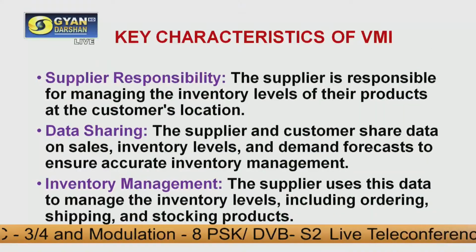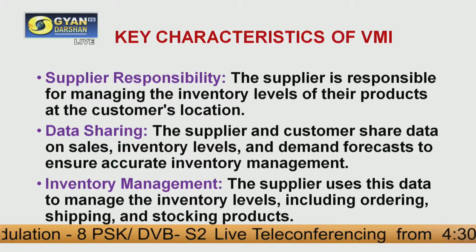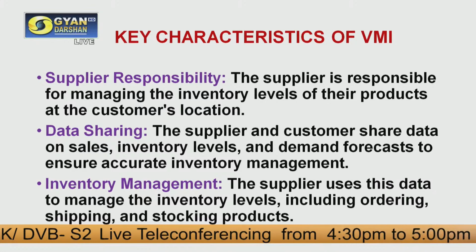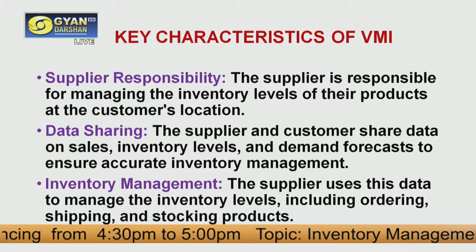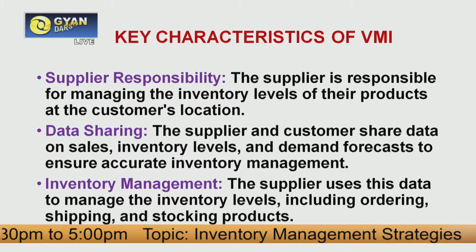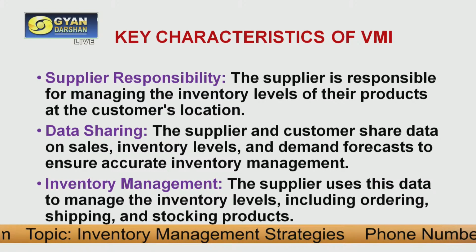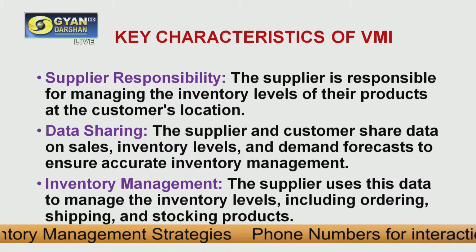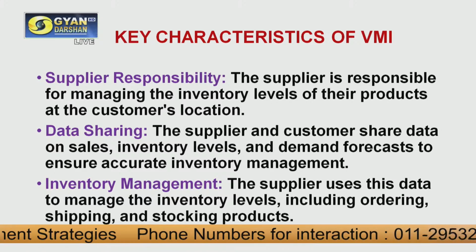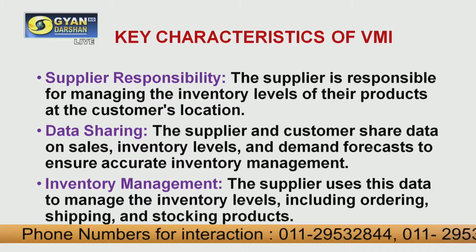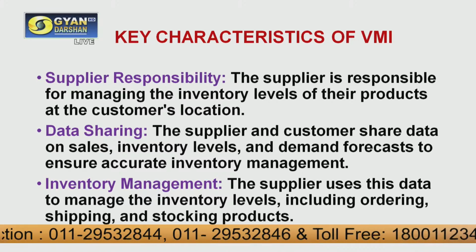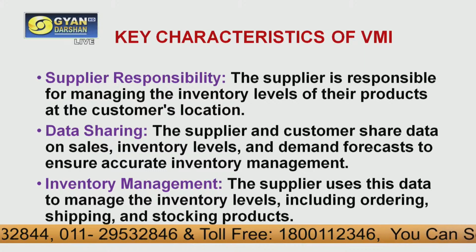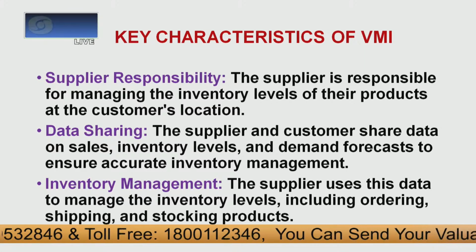Now, there are a few key characteristics of VMI. The first and topmost is the supplier responsibility. Supplier means vendor. If I recall our case study, it is Procter and Gamble who act as a supplier. So, the supplier's responsibility is to manage the inventory level of their product at the customer location.